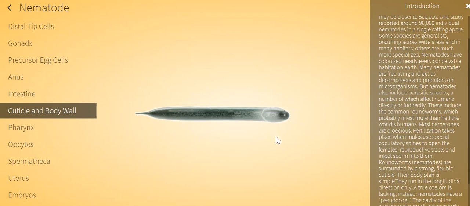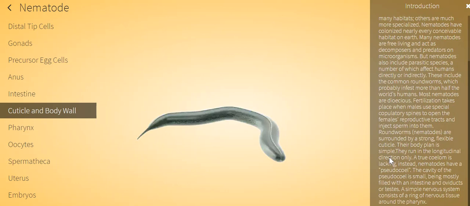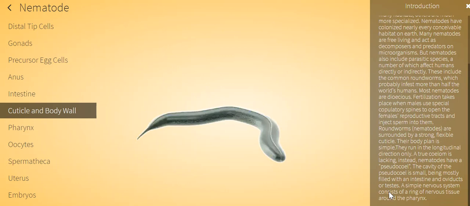in the cuticle outside of the body. The body plan is simple. They run in the longitudinal direction only. The true coelom is lacking. Instead, nematodes have a pseudocoelom, or the cavity of the pseudocoel is small, being mostly filled with the intestines and oviducts and testes. A simple nervous system consists of a ring of nervous tissue around the pharynx.